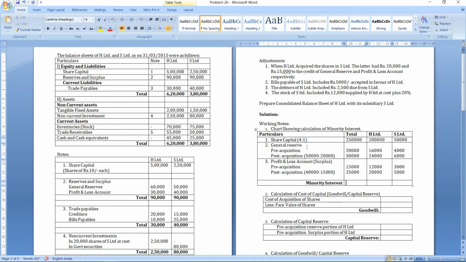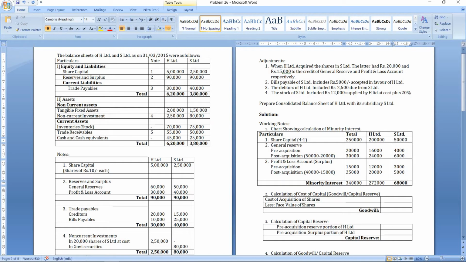So we have taken general reserve, share capital and profit. Now let us make the total of all the columns. The total of the first column will be 3,40,000. The total of the holding company is 2,72,000 and our minority interest is 68,000. So we are done with the first step, that is to calculate minority interest.